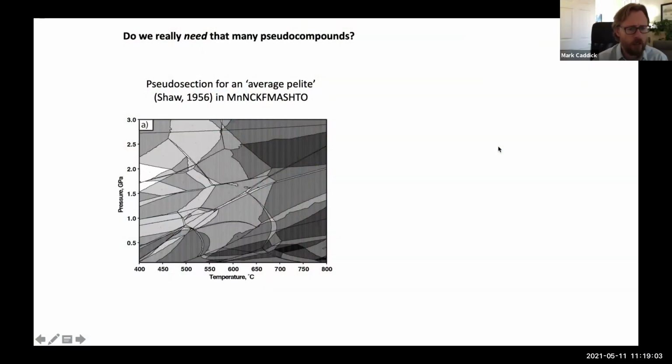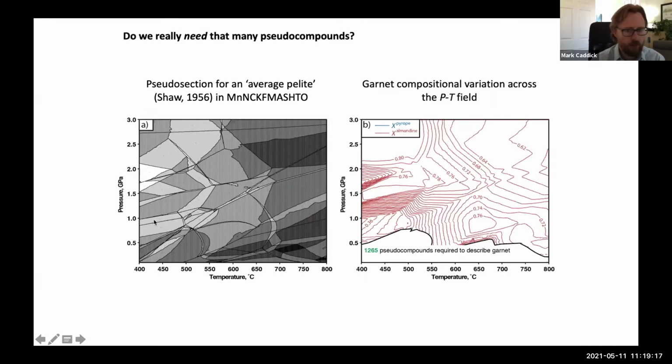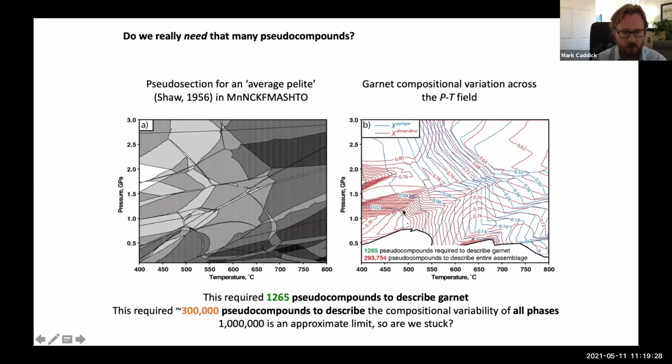So this is a phase diagram for an average pelite, and it took about 24 hours to calculate. This was years ago, so all of this is outdated. This took about 24 hours to calculate in Perple_X. If we look at that diagram, it needed 1265 pseudo compounds, at whatever resolution I'd set, to describe variation in garnet composition. It required getting on for 300,000 to describe variations in all of the minerals that are present across the entire diagram.